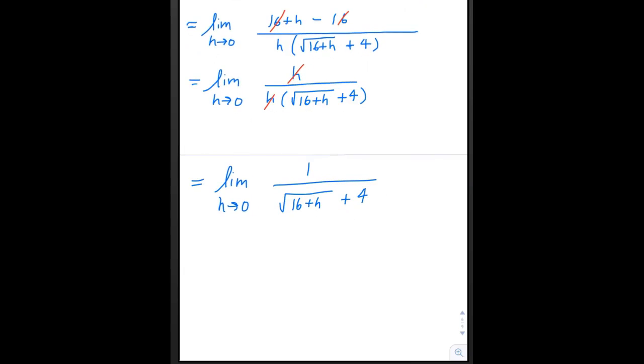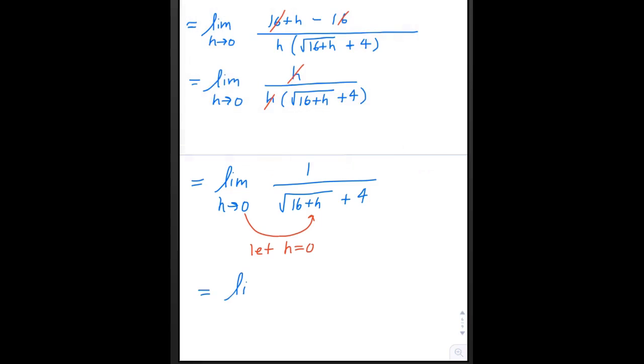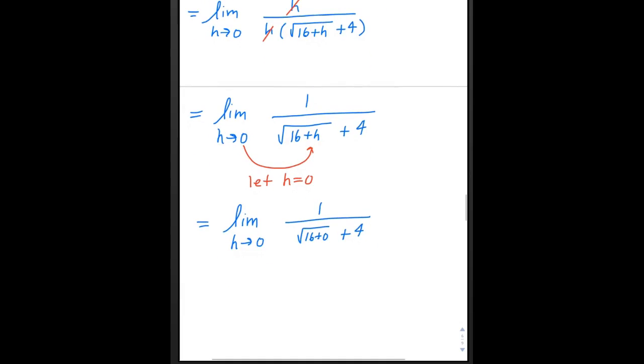Now, let's try our direct substitution. So now we're going to let h be equal to 0, because we got the part where h is going to 0 in the denominator to go away. So what we end up with then is the square root of 16 plus 0, which is 16, plus 4. That plus makes all the difference here. And when I simplify it, it's just 1 over the square root of 16 plus 4, which is just 1 over 4 plus 4.